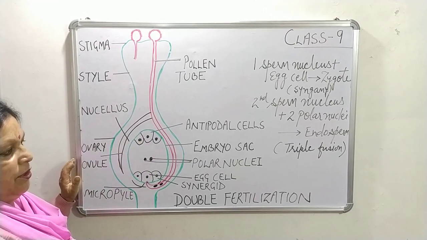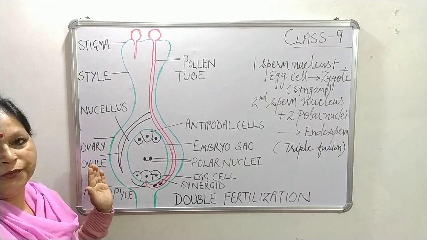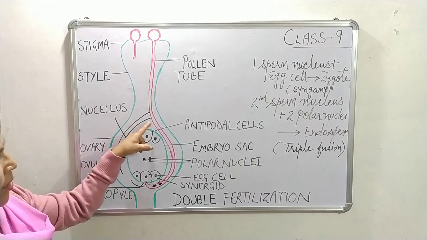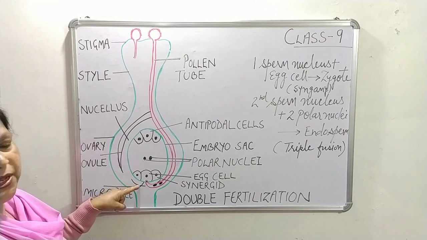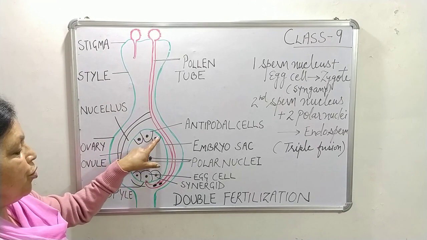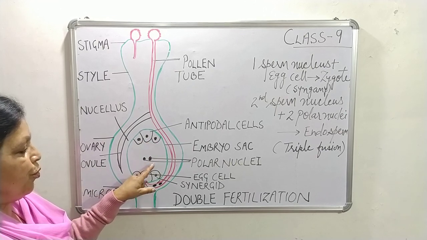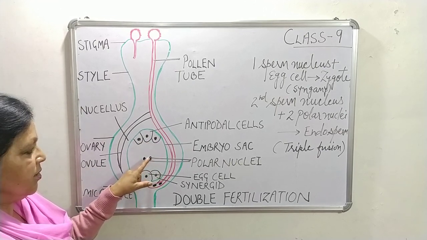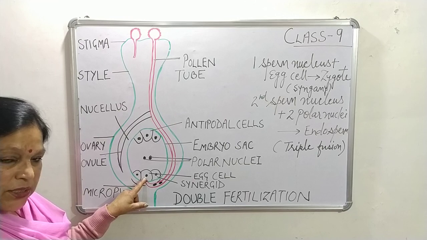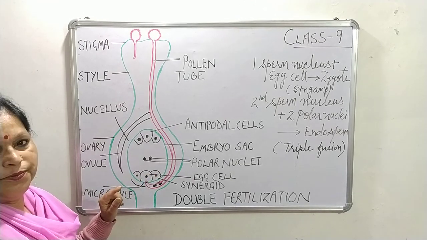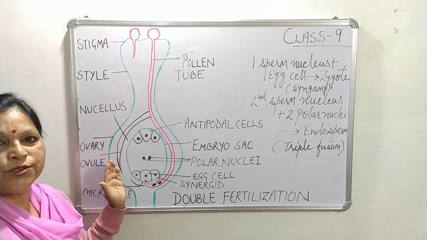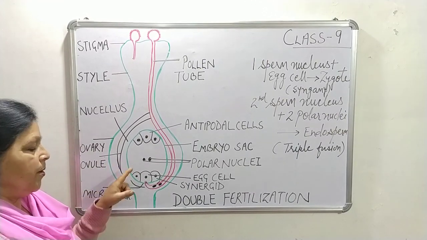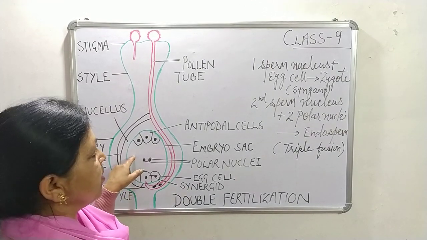Now what will happen? Two fertilizations will take place. As I had told you about the structure of this ovule, there are 7 cells present: 3 antipodal cells, 2 polar nuclei in the central cell, 1 egg cell and 2 synergids. So in all there are 7 cells present. Now how will the process of fertilization take place inside this embryo sac?